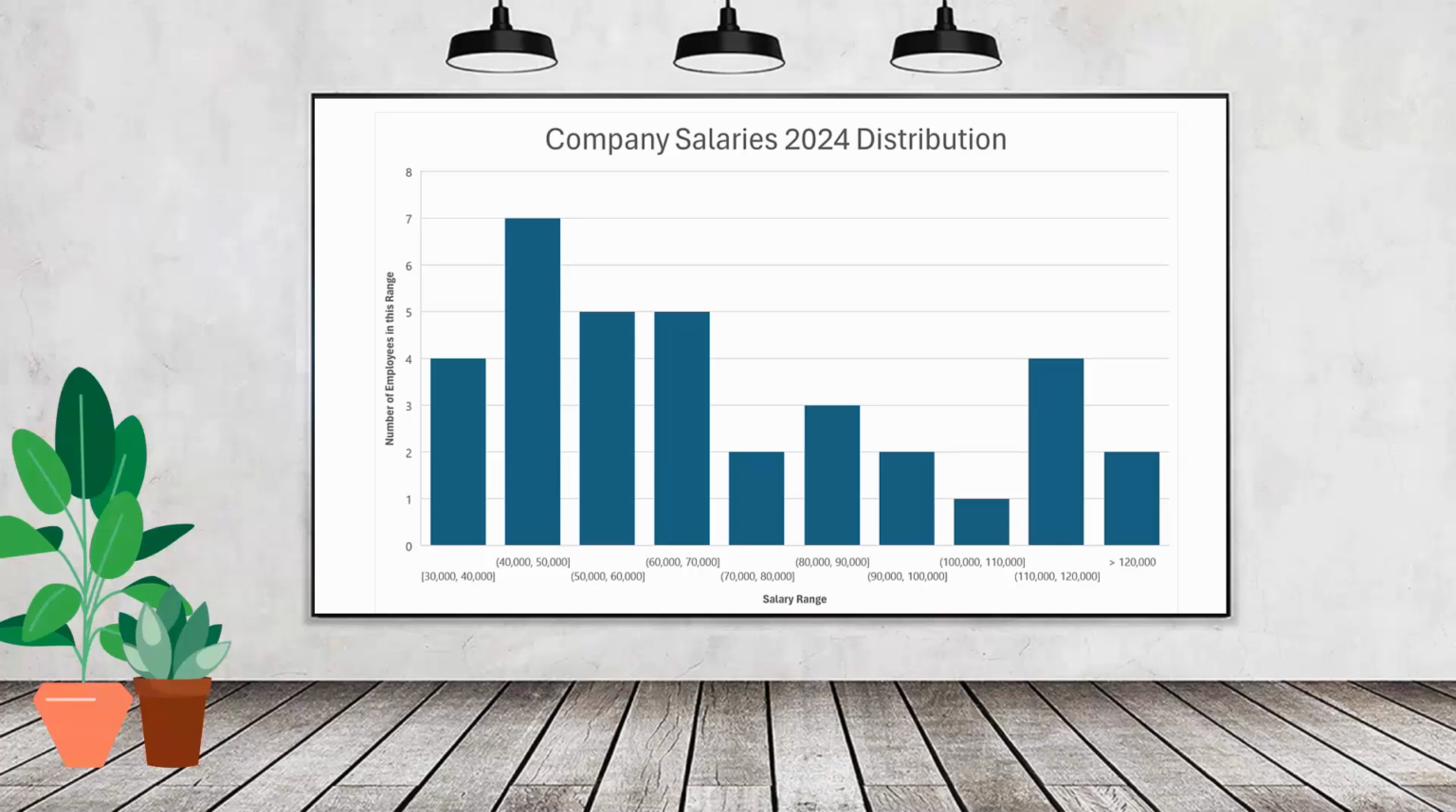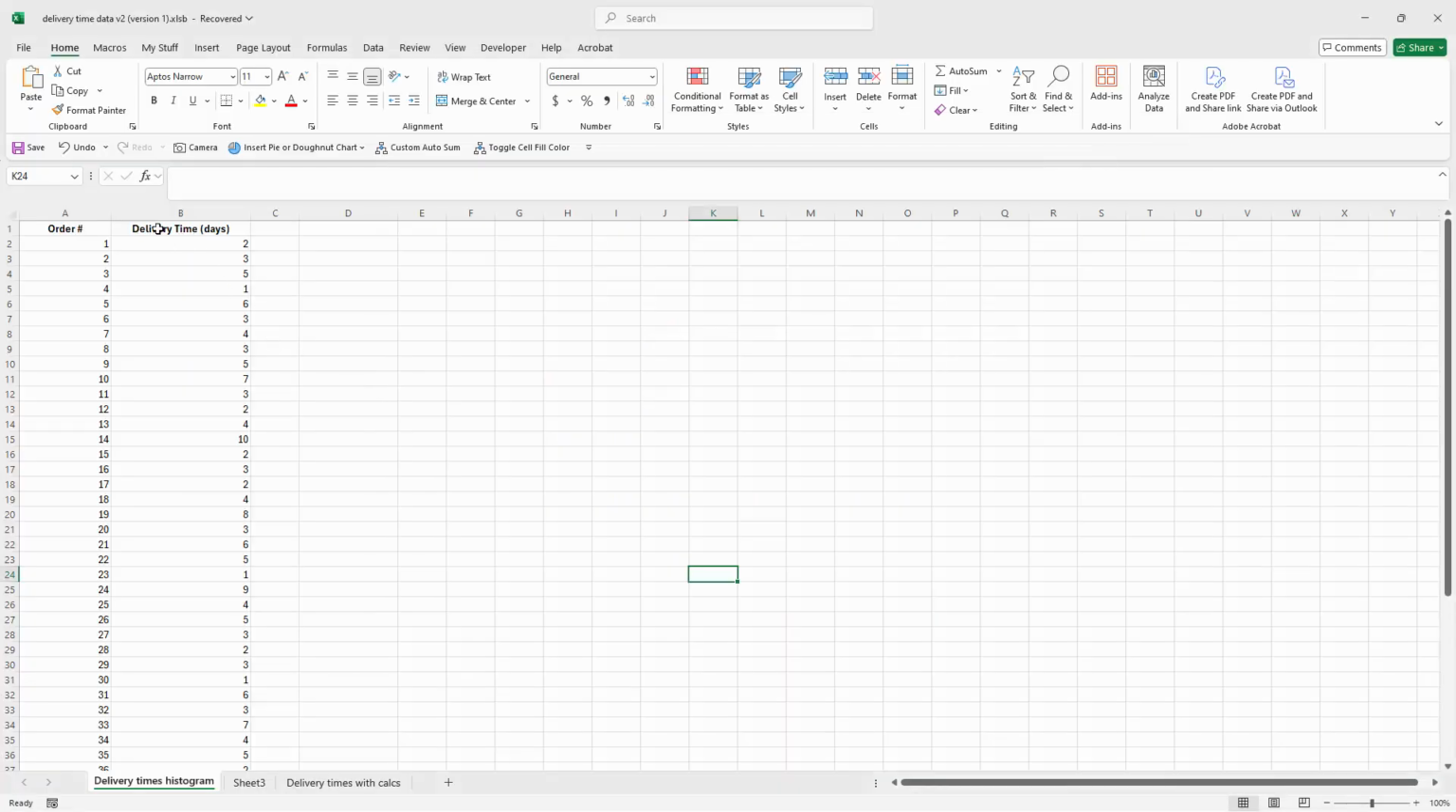Today we're looking at turning a data set in Excel into a histogram and selecting our own bins, or our own ranges, for that particular histogram. That's pretty important. I have a set of data here, delivery times for a set of 50 items that were shipped, and we're just going to look at those with a histogram.